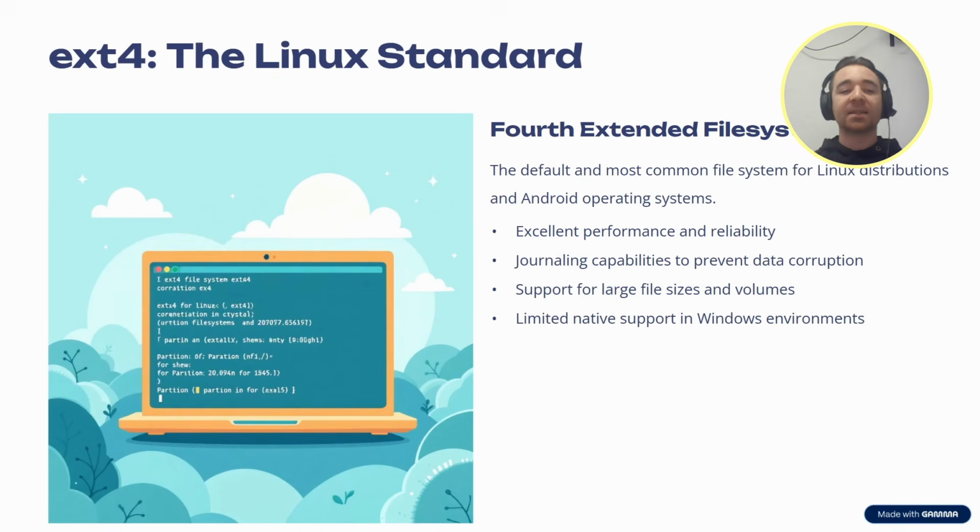And then ext4, which is a Linux file type. This is the fourth extended file system. When you see ext4, I want you to think about Linux, the default and most common file system for Linux distributions and Android operating systems. So it has good performance and reliability. It has journaling capabilities to prevent data corruption. It has support for large file sizes and volumes. It has limited native support in Windows environments.